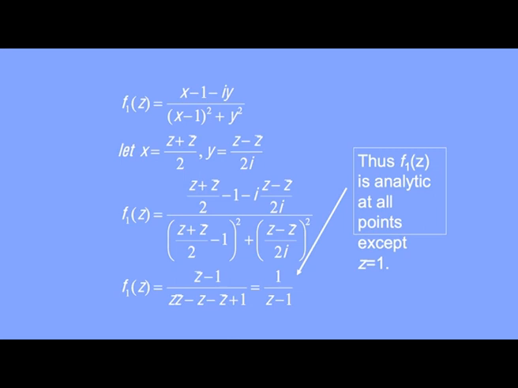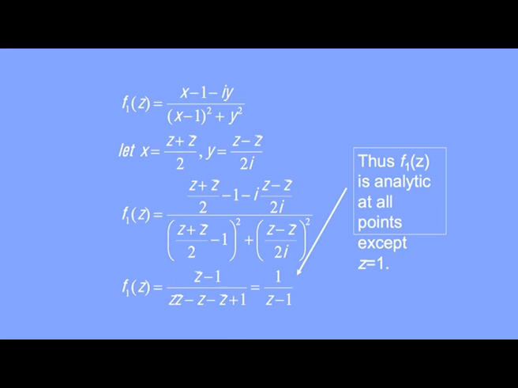I am trying to express my function f1(z) in terms of z and z bar. In the place of x and y, I will replace it with the variables z and z bar. So, z is your x plus iy and z bar is your x minus iy.